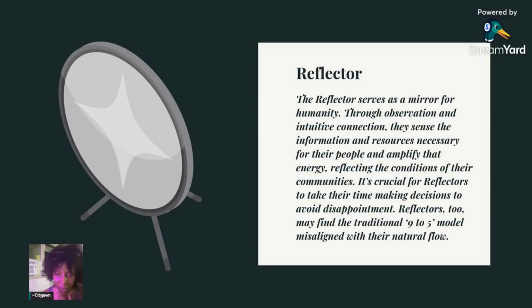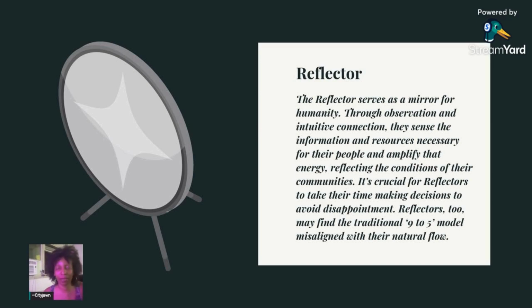And then you have your manifestors, who are directing or producing, or you have your projectors who are directing or producing, right? And you have your manifesting generators who can do a little bit of production, directing and building, right? And you have your reflector, that's the audience. And the reflectors are going to let you know if you want to get a round of applause or if you need to get tomatoes thrown at you, right? So they do that through observation and intuitive connection.